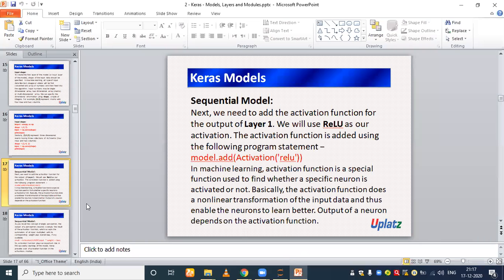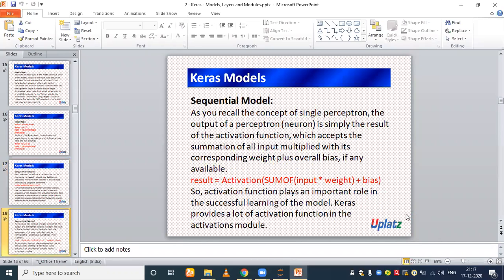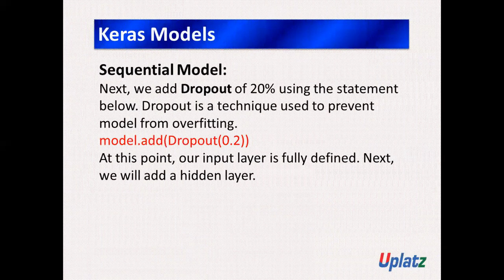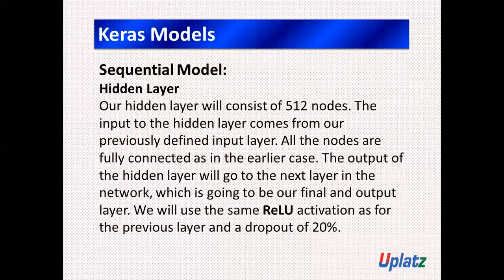See here, at this point we're done with defining the input layer. Our input layer is fully defined. Next, we need to add the hidden layer. Our hidden layers will consist of 512 nodes. The input to the hidden layers comes from our previously defined input layer. Are you getting the point?